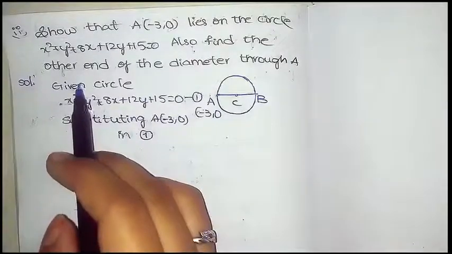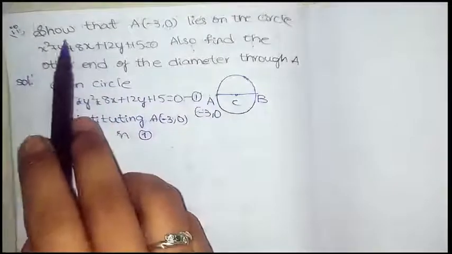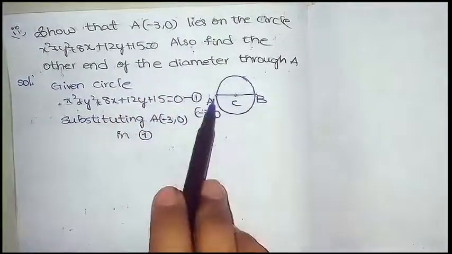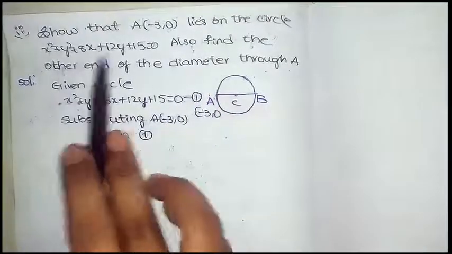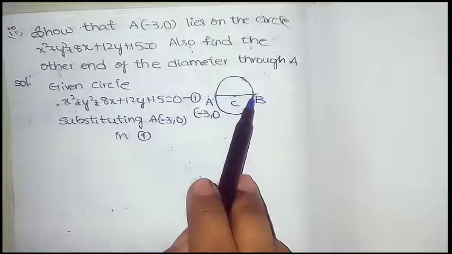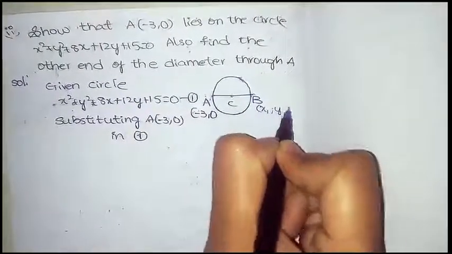In the second question, this is also the same model as the first. Show that A, minus 3 comma 0, is also one of the points on the circle. They have given a circle equation and asked us to find the other end of the diameter, that is B. Let B be x1 comma y1.